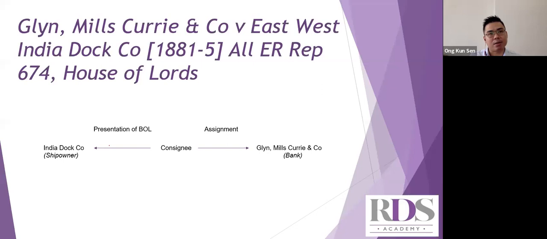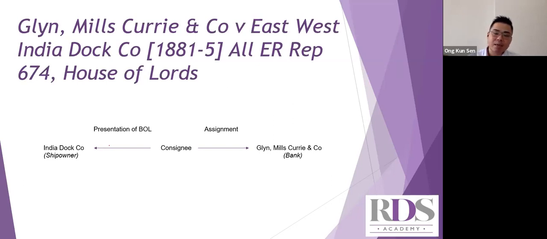What happened is that this consignee needs money. So he takes his bill of lading to a bank called Glyn Mills Curry and Co. He takes the bill of lading to the bank and tells the bank, look, I need money. Can you advance me money? And as security, I will give you my bill of lading. When the consignee did this, he did not tell the ship owner at all. So the ship owner doesn't know the consignee has used the BOL as security to the bank. As far as the ship owner is concerned, based on the face of the BOL, the consignee is still the end receiver of the goods.